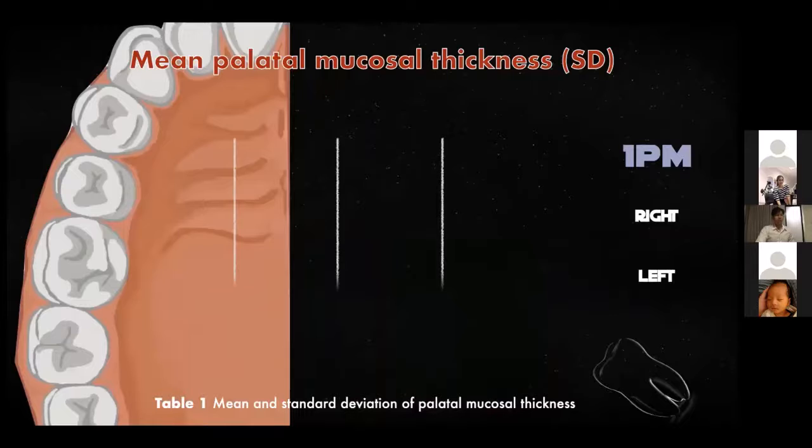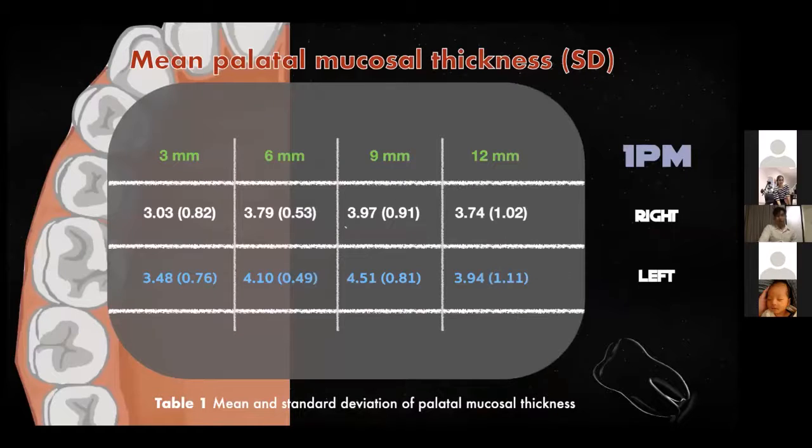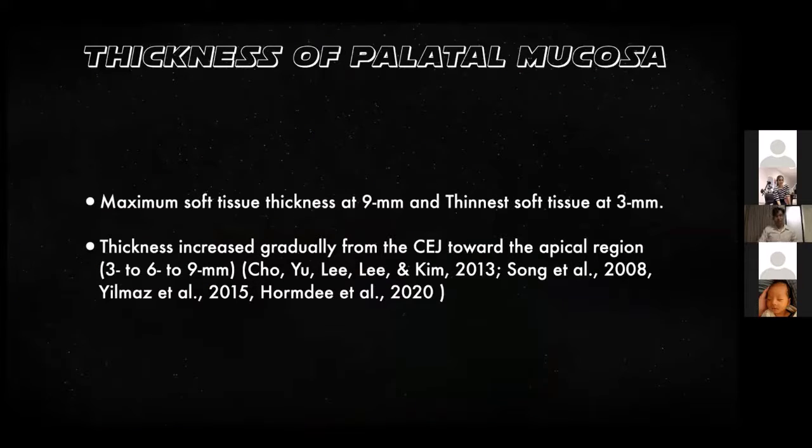This table shows the mean palatal mucosal thickness with standard deviation at 3, 6, 9, 12 millimeters from the left and right side of the maxillary first premolar. In our study, the maximum soft tissue thickness was at 9 millimeters and the minimum thickness at 3 millimeters on both the left and right side. In many studies, the palatal mucosal thickness increased gradually from CJ towards the apical region, which correlated with our study.